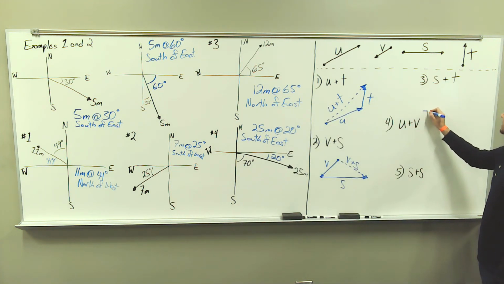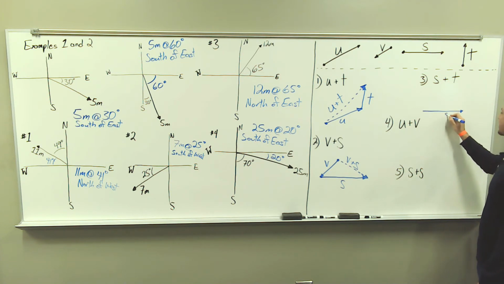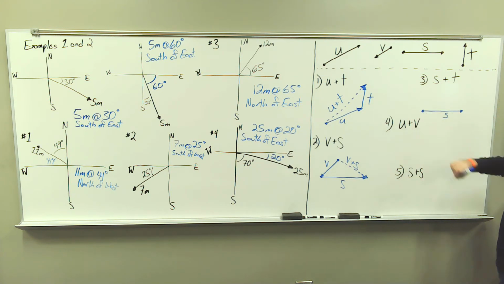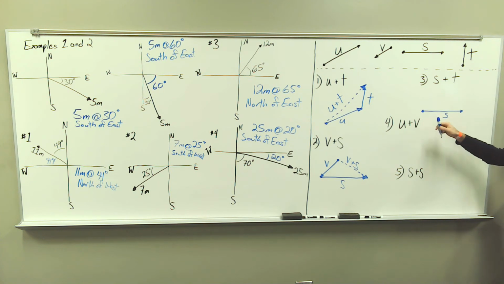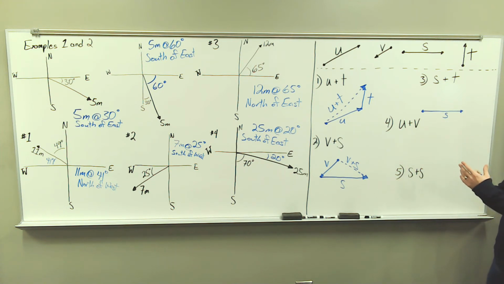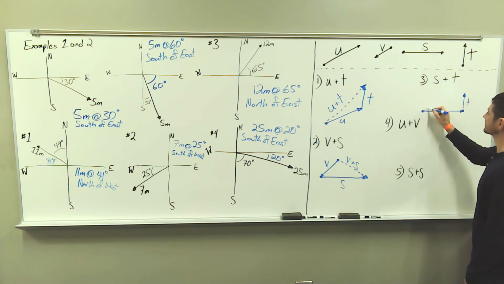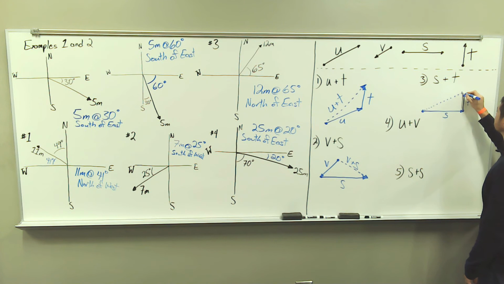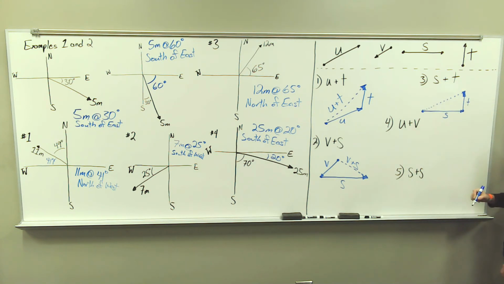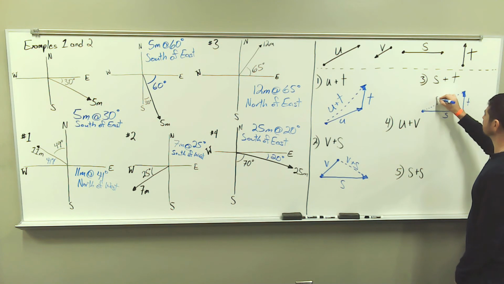On number 3, we have s plus t. Okay? So we have vector s. And I think it will help if you always draw both the tail and the arrowhead, the head of each vector, so you know where the vector begins and where it ends. So vector t, we're going to place the tail of vector t on the head of vector s. And our resultant begins at the tail of the first vector and ends at the head of the last vector. So my resultant is s plus t.